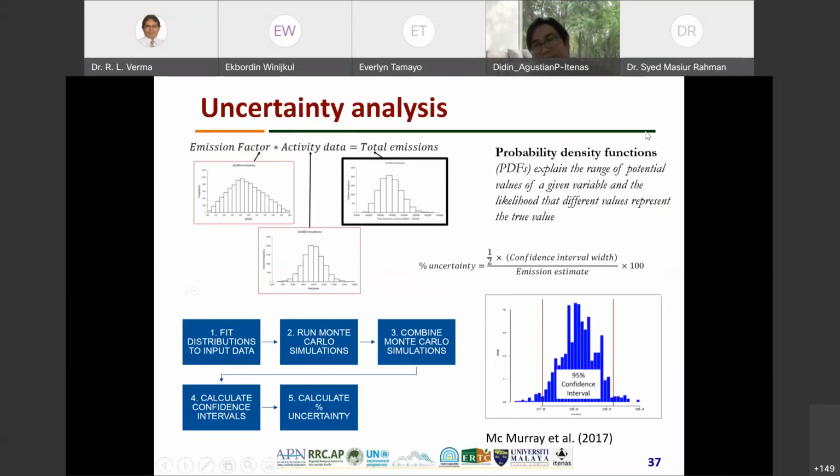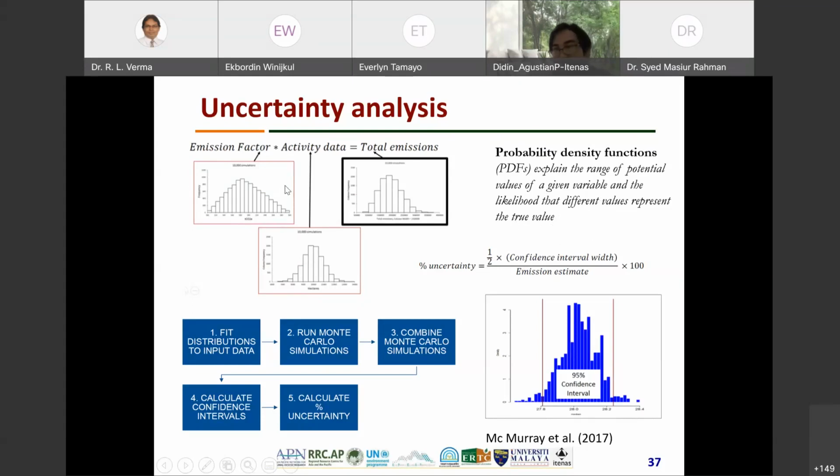I think I come to the last part of my presentation. This is related to the uncertainty analysis. So mainly Monte Carlo simulation was used. It is based on the probability density functions, the PDFs, of all of the factors involved in the emission calculations. So the PDFs explain the range of potential values of a given variable, and the likelihood that different values represent the true value.